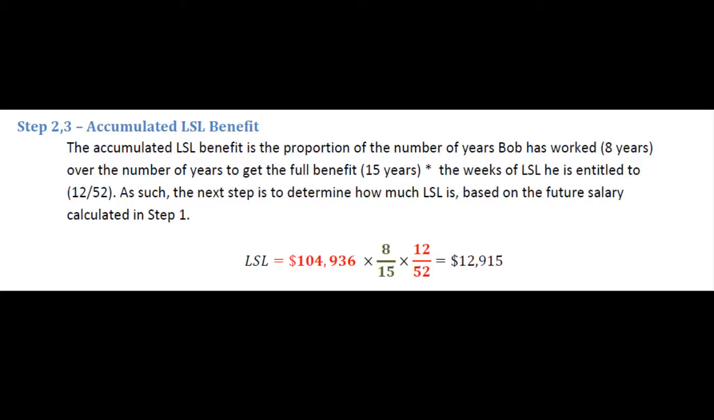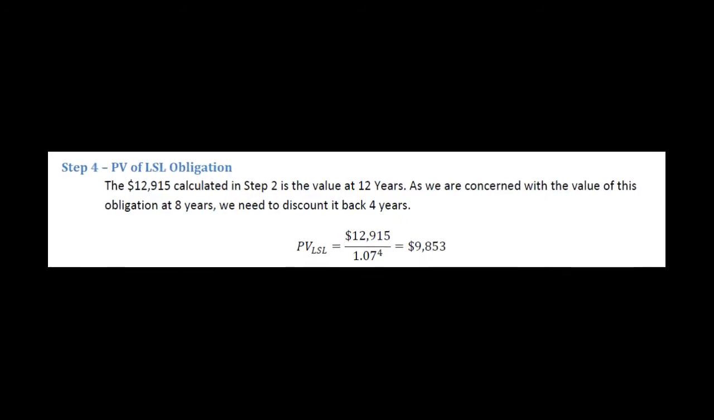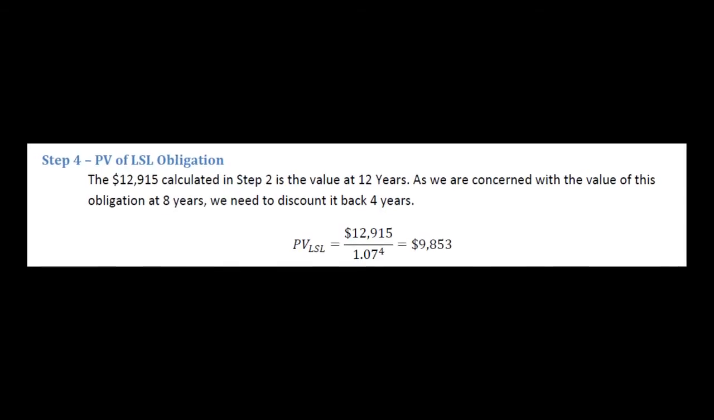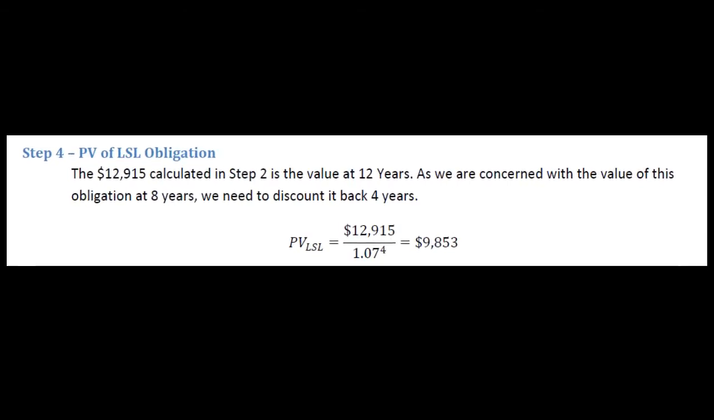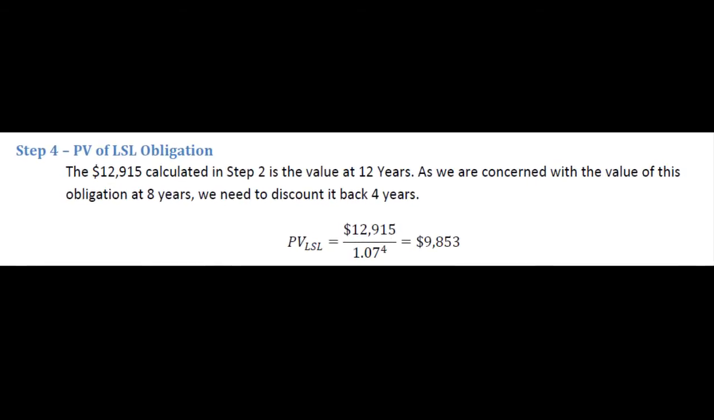So that gets us 12,915. So we're at this point. Now, as I'm sure you can all figure out, the problem with that is 12,915 is in future money. We need to bring that back to today. So we present value that. In this case, we just get told the discount rate is 7%. It's just been given to you straight up.